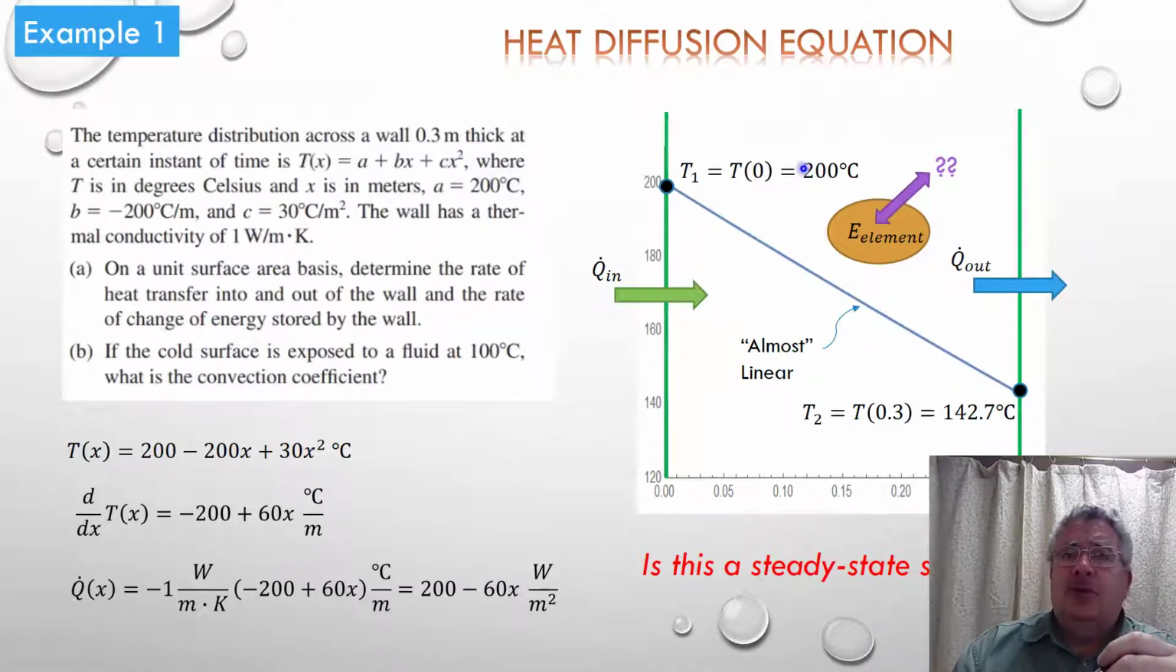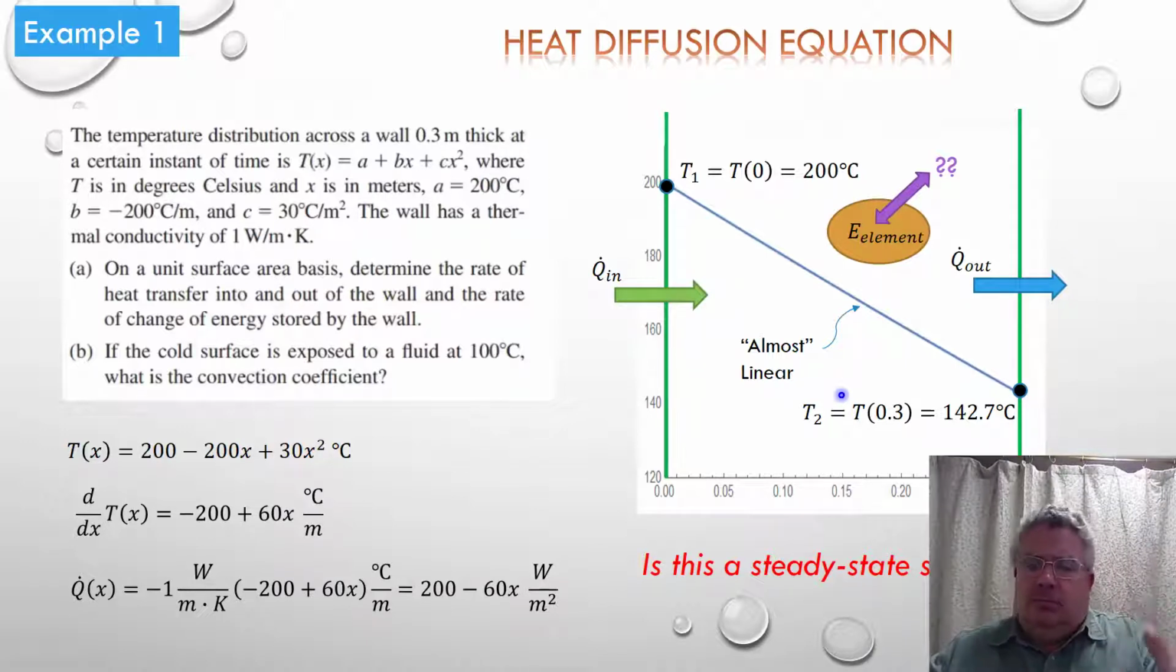So what I'm going to do over here is this diagram is the diagram of the actual physical situation. So it's being plotted from x equaling 0 to x equaling 0.3. I'm evaluating the temperature at x equaling 0 using this equation, and I get 200 degrees C on the left-hand side. And on the right-hand side, I get the value of 142.7 degrees C.